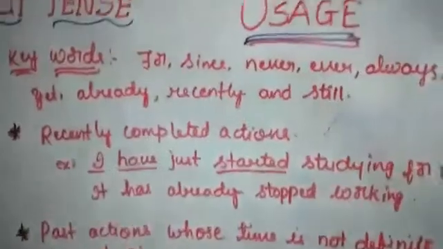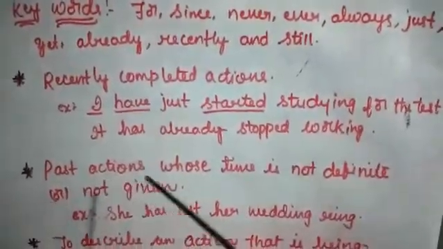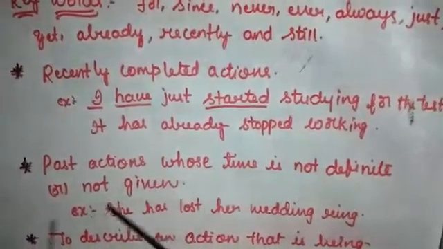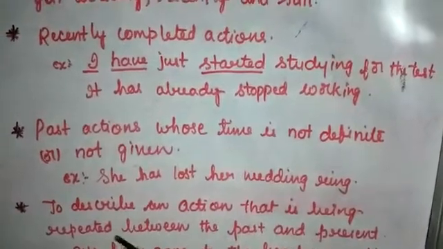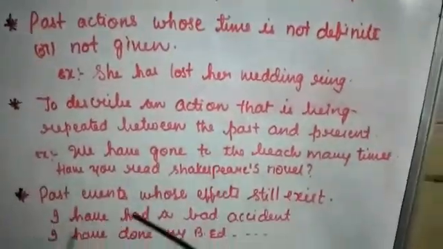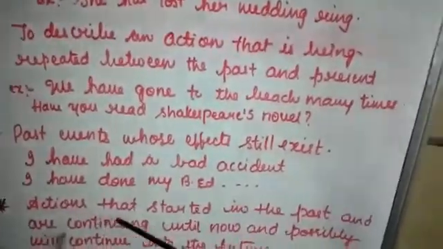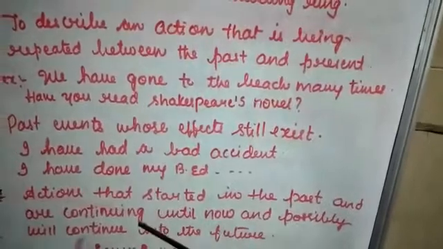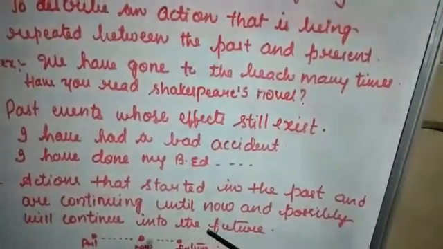Once again, we'll see the uses of present perfect tense. The first one is recently completed actions. Second one is past actions whose time is not definite or not given. Third one, to describe an action that is being repeated between the past and present. And past events whose effects still exist. Another one, actions that started in the past and are continuing until now and possibly will continue into the future.